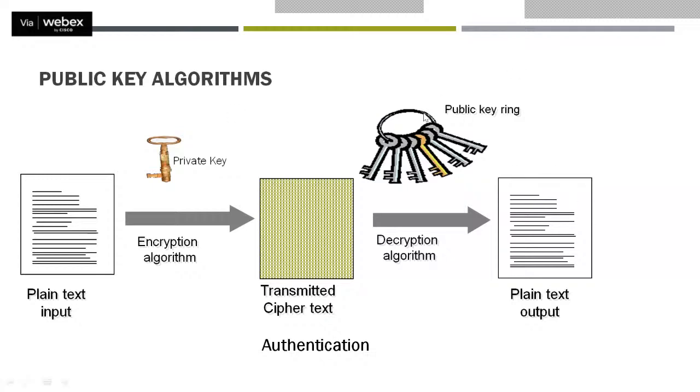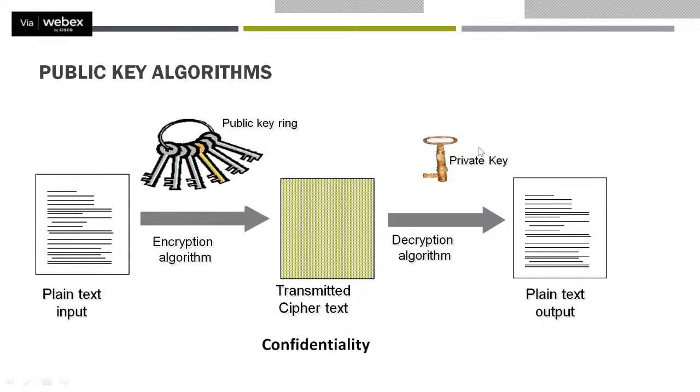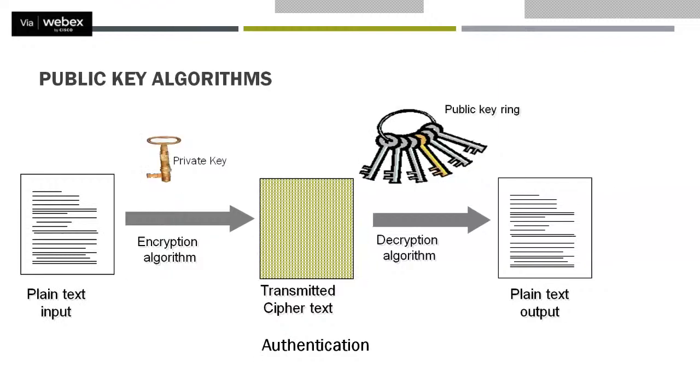Now the receiver has the ring. In the previous one, the sender had the ring of all the public keys, but now the receiver has the ring. The receiver will pick the appropriate public key and decrypt. So any one key is used for encryption or decryption. Whenever I use the public key for encryption, it becomes confidentiality. Whenever I use a private key for encryption, it becomes authentication.